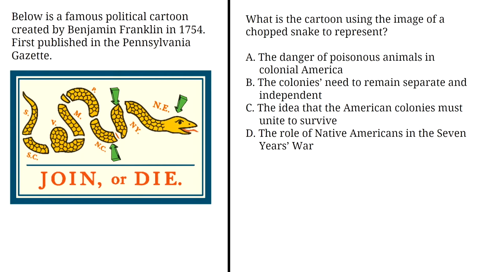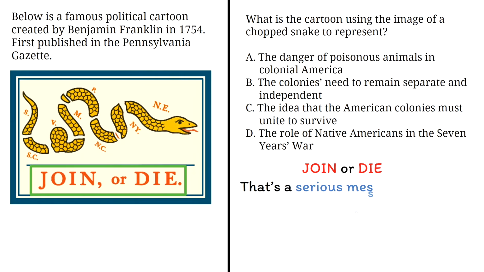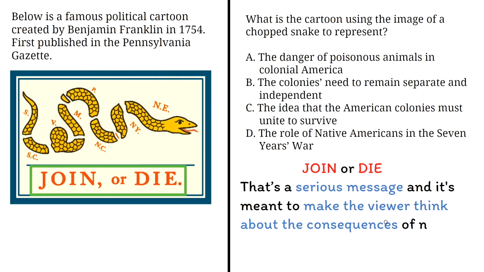It shows a snake that's been cut into 8 pieces, with each piece labeled using abbreviations like NE for New England, NY for New York, and so on. These letters represent different colonies or regions. At the bottom of the image, it says "Join or Die." That's a serious message, and it's meant to make the viewer think about the consequences of not joining together.